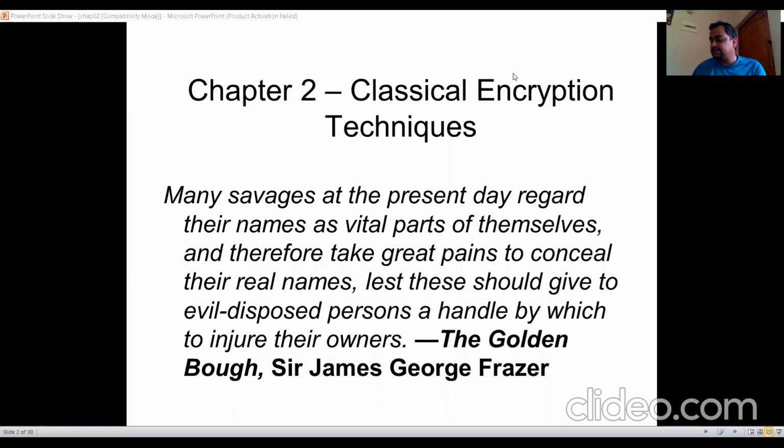Okay, so in classical encryption techniques, we can discuss two types. First we discuss the symmetric, then we discuss the asymmetric cryptosystems. Any idea what is the basic difference between symmetric and asymmetric?